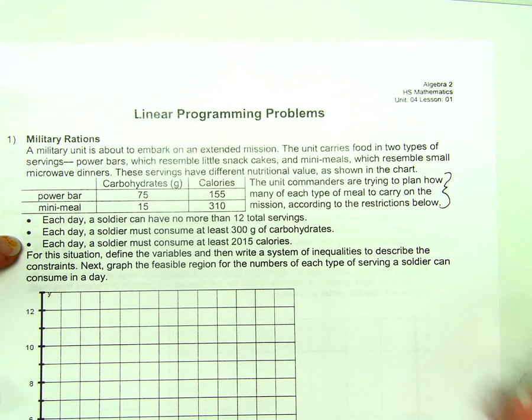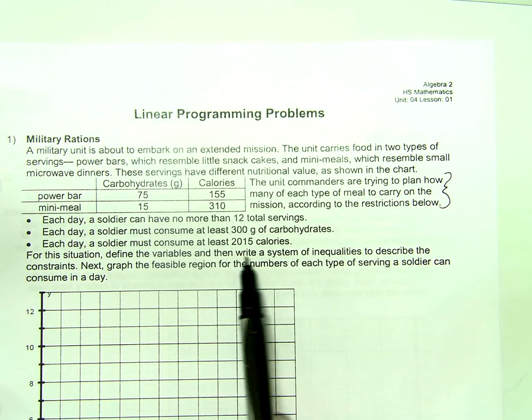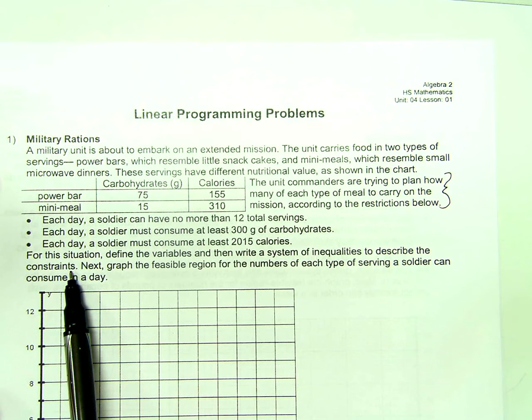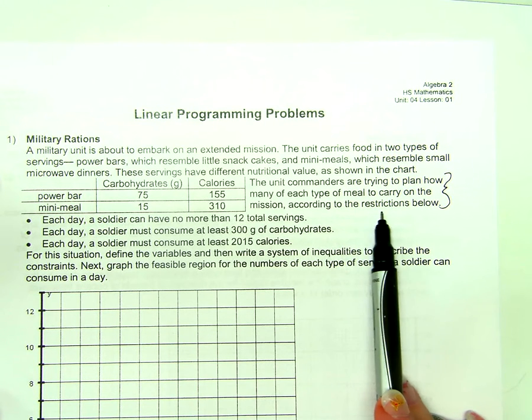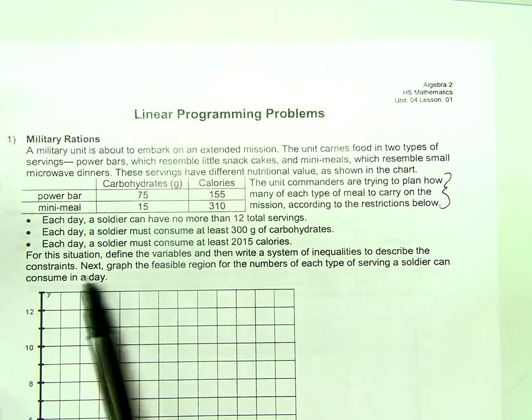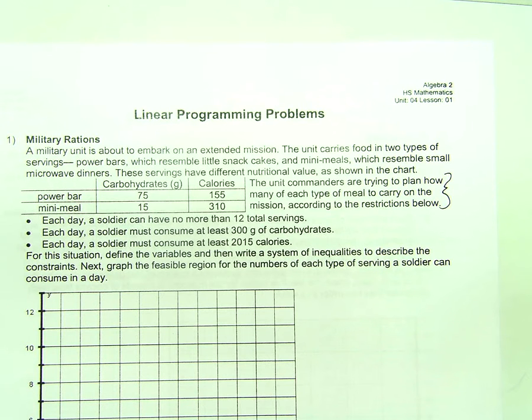Okay? So for this situation, we need to first define our variables. Then we need to write a system of inequalities to describe the constraints. To describe the what? What does that mean? Restrictions. Okay? It's another word for restrictions, but it uses both of them throughout here, so I want to make sure you understand what it meant. Fair enough? Okay. Then graph the feasible region for the numbers of each type of servings a soldier can consume in a day. All right?